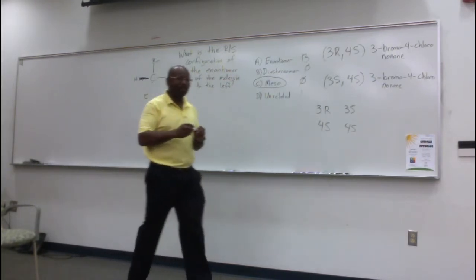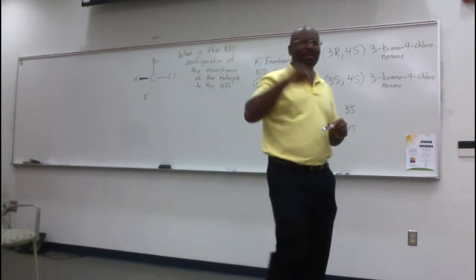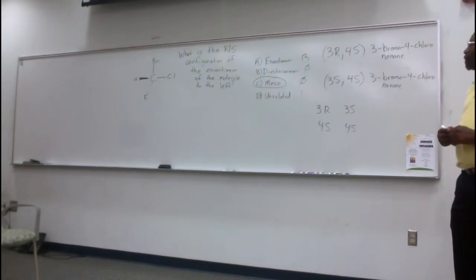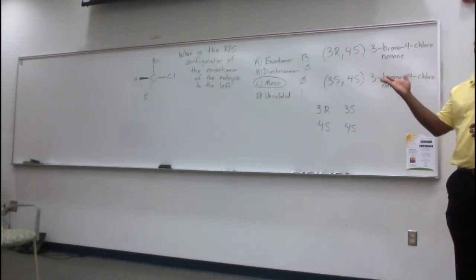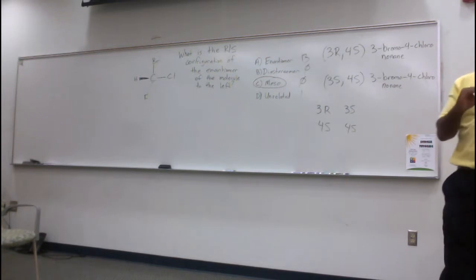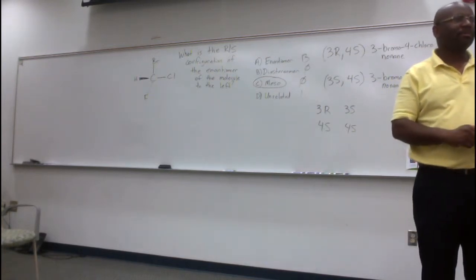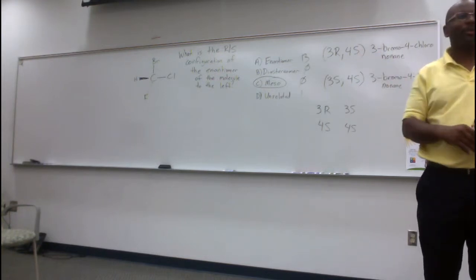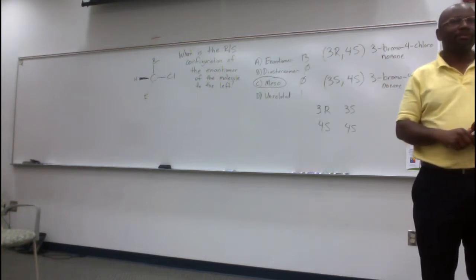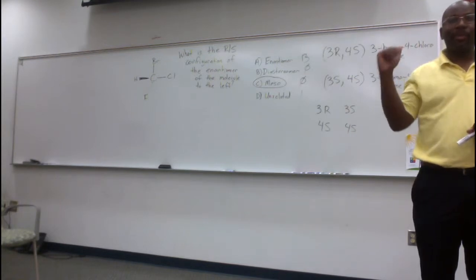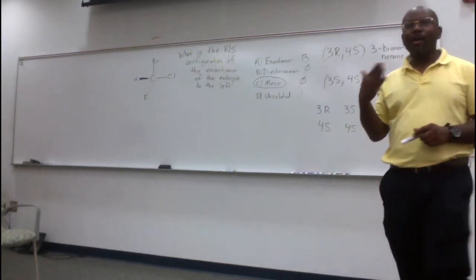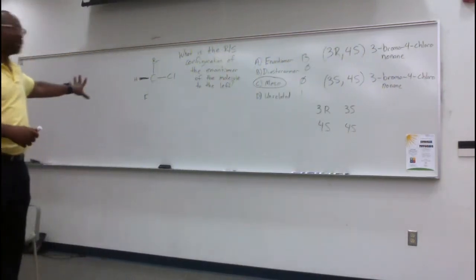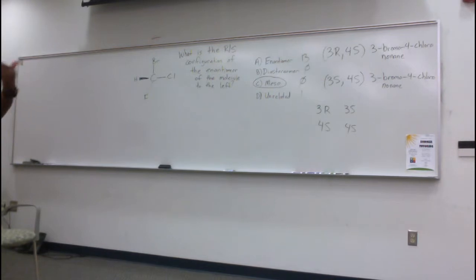What is the RS configuration of the enantiomer of the molecule shown? How would we end up answering this question? Do we need to draw the mirror image of the molecule that I drew on the board? All we have to do is determine the configuration of the molecule shown. The enantiomer will be the opposite letter.